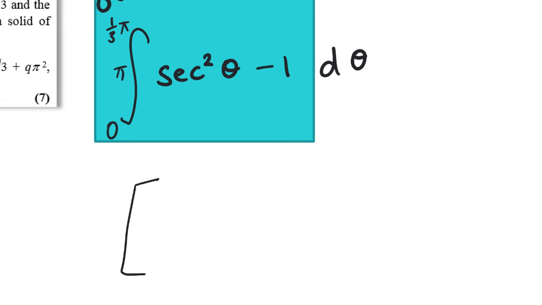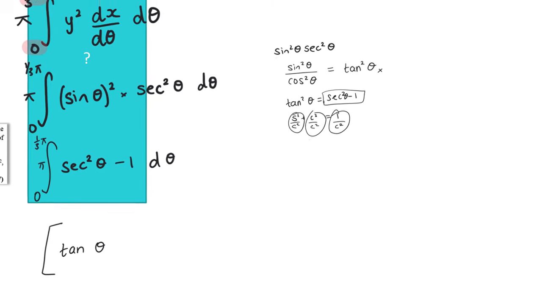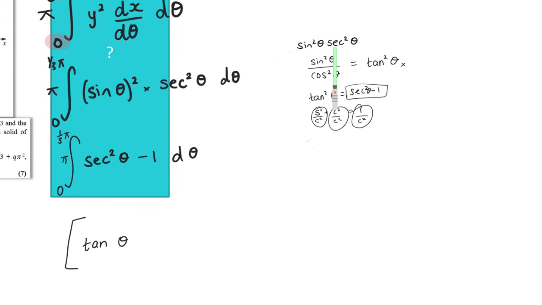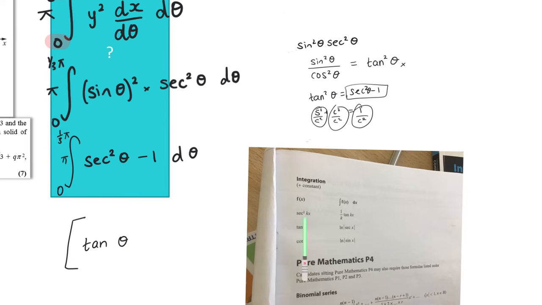Here we go. Sec squared theta integrates to tan theta, from the formula book. Where did the sine go? The sine squared multiplied by sec squared is sine squared over cos squared. Sine squared over cos squared is tan squared. We can't integrate tan squared, we don't know how. However, we know that tan squared is also sec squared minus 1. We can integrate sec squared. It told us in the formula book. And here is the formula book. So you can see integration of sec squared is tan.